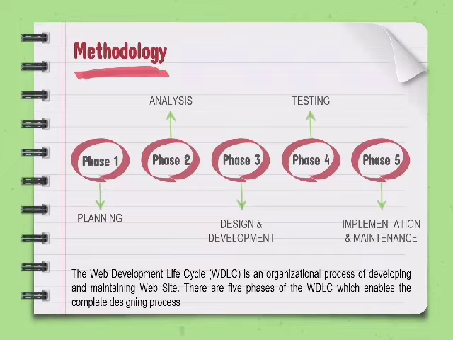This study uses the WDLC method, or Web Development Lifecycle method, to develop the system. The WDLC is an organizational process of developing and maintaining a website. There are 5 phases of the WDLC, which enable the complete designing process. So the phase 1 is planning, phase 2 is analysis, phase 3 design and development, phase 4 testing, and the last phase is phase 5, implementation and maintenance.